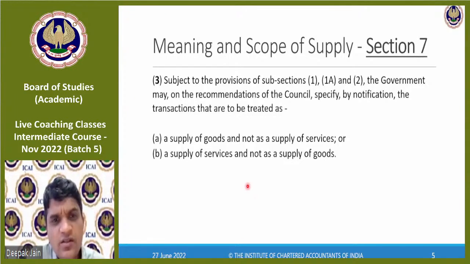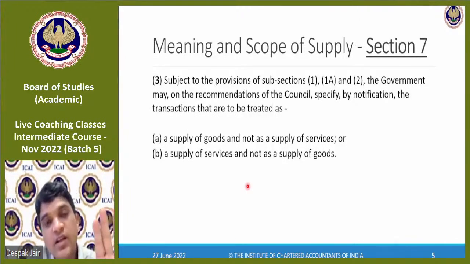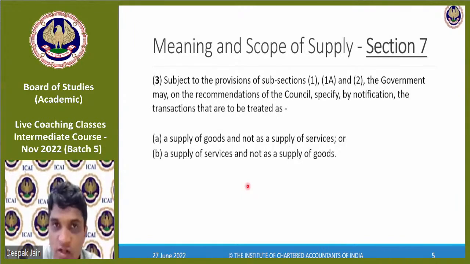Subject to the provisions of subsection 1(a) and (2), the government may, on the recommendation of the Council, specify by notification the transactions that are to be treated as supply of goods, not supply of services, or supply of services, not supply of goods. Now at the end, what they're saying is the government has powers to determine what is supply of goods but not services, and what is supply of services but not supply of goods.